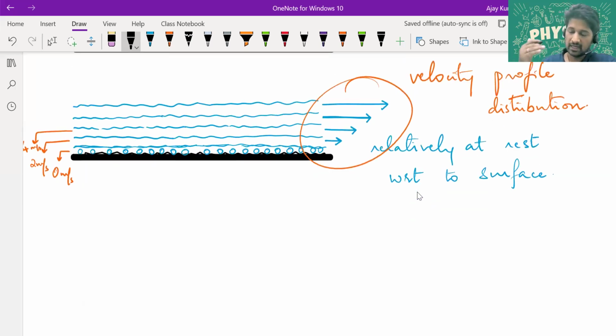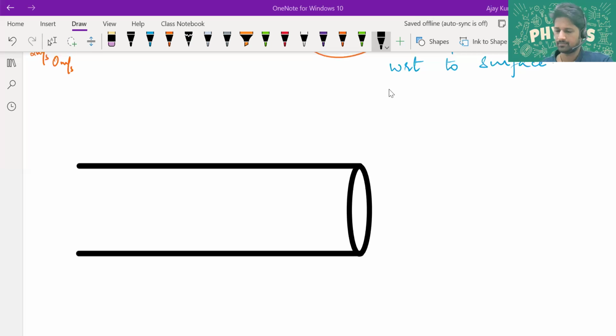So as you move away from the surface, layer by layer, the velocity will be increasing. The speed will be increasing in case the fluid is flowing. So suppose you consider a circular pipe. Okay, just a moment. Right. So assume there is a viscous fluid flowing through this circular tube.